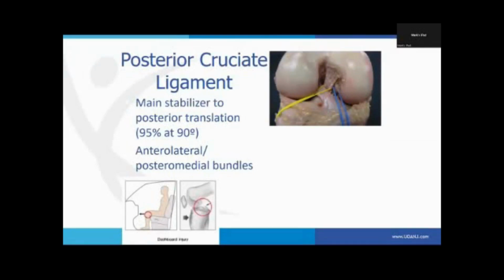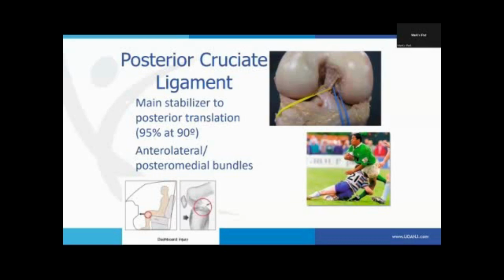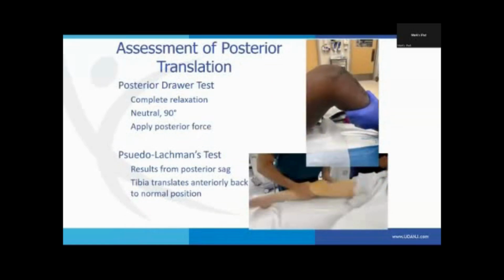PCL, main stabilizer to posterior translation. We see these in isolation, perhaps when a fullback comes through the line and strikes a linebacker in the knee, you might get an isolated PCL. We see it with our more significant knee dislocations and high energy traffic accidents. And the dashboard injury is sort of a classic mechanism where the knee slams against the dashboard and the tibia translates posteriorly. So you want to check a posterior drawer maneuver. The top right one, this is a pretty significant posterior drawer. That's a knee that dislocates, but that's your posterior drawer.